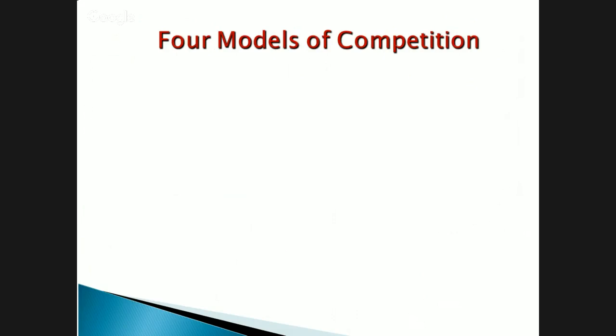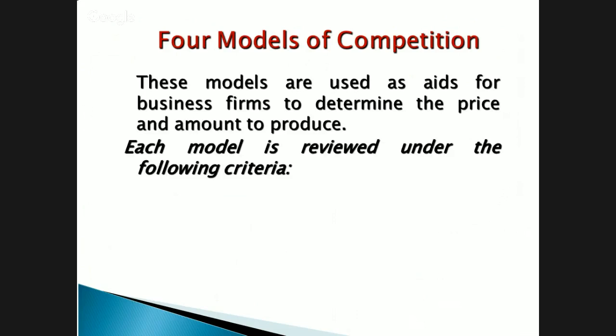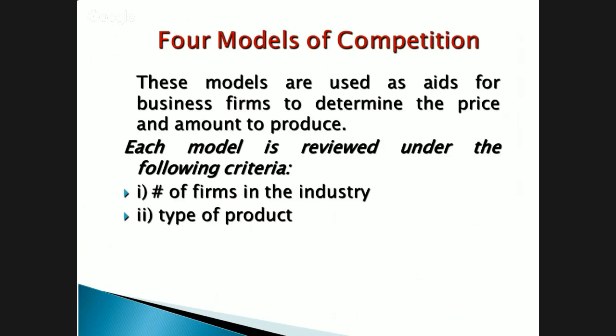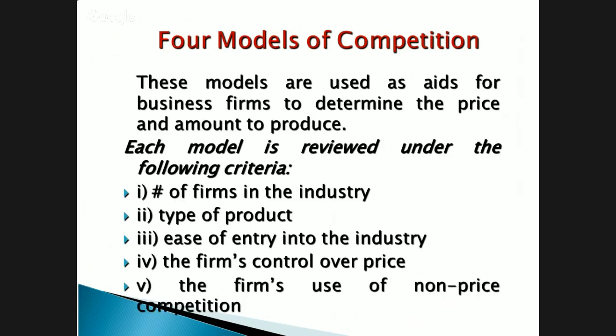Okay, so then we get into four different models of competition. These models are used as aids for business firms to determine the price and amount to produce, and each is reviewed under these criteria: the number of firms in the industry, so how big is the market; the type of product, so the industry itself; the ease of entry into the industry, which is speaking mainly on costs involved; the firm's control over the price; and the firm's use of non-price competition.